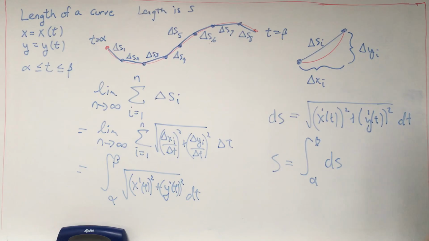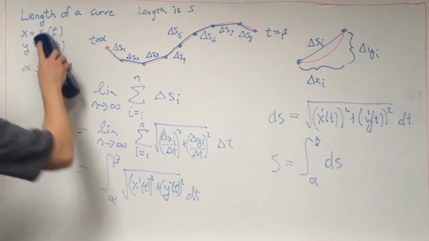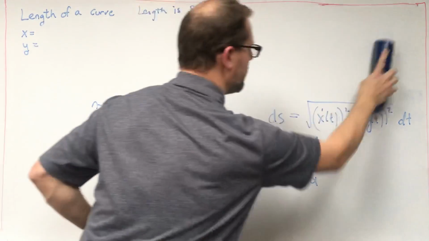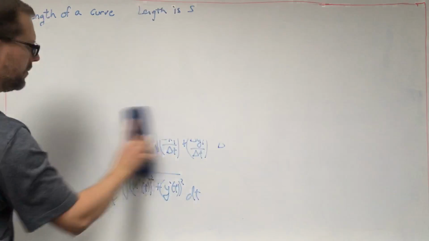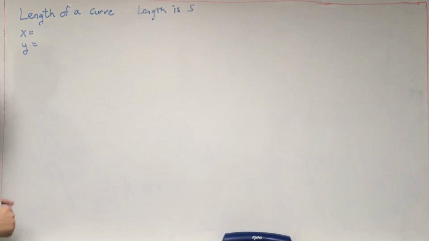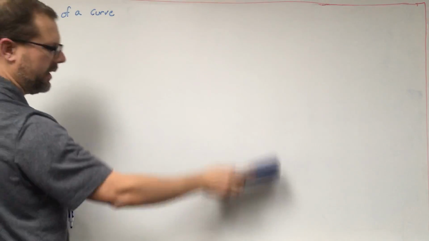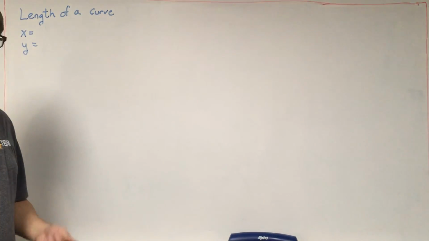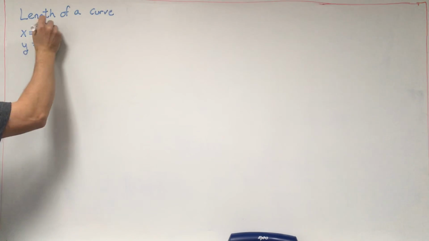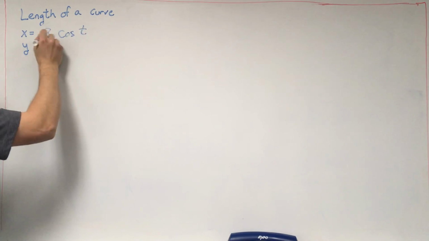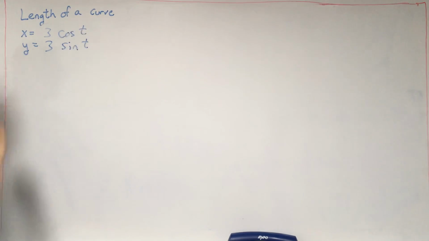All right, so now that we have a formula and a variety of forms here, let's actually do a concrete example. And I'm going to do a simple example that we can actually do with geometry, because that'll make it easy for us to verify whether we've done it correctly or not. So suppose I've got x equal 3 times cosine t, and y is 3 times the sine of t.